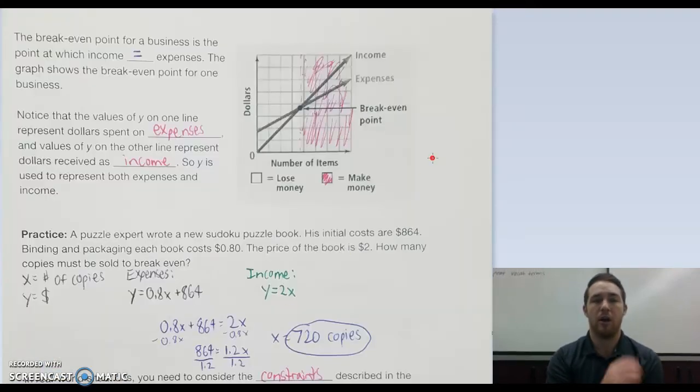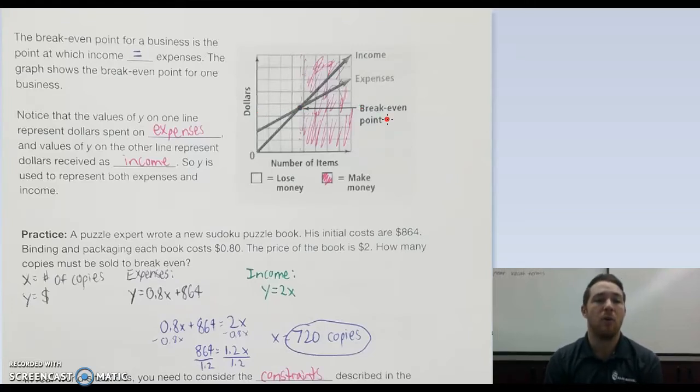So looking at a first example of a break-even point, what we mean by that is when your income equals expenses. So the graph shows the break-even point for one business. So again, if I have one graph for income, another graph for expenses, where they meet, that's your break-even point where income and expenses are equal. And to the right of this graph, that's where income is higher than expenses. That's when you're making money. Before that, that's when you're losing money. So that's what they refer to as Black Friday. That's where you start making money for your business for the year.